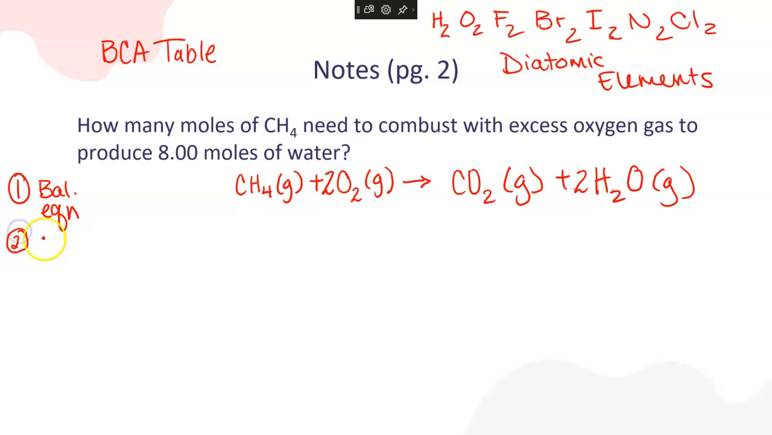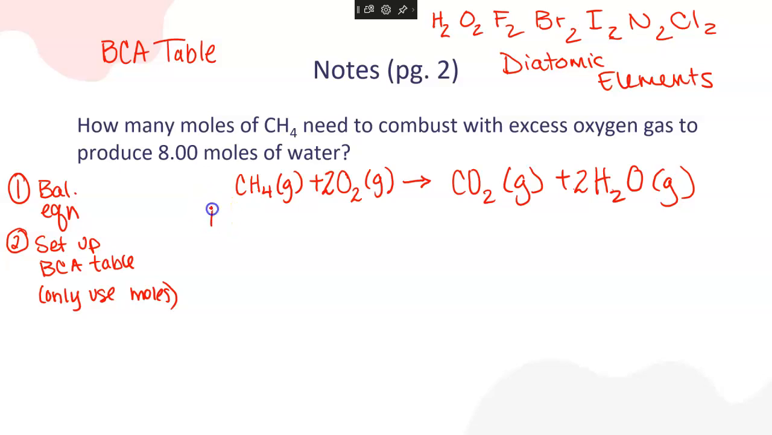Our second step then is to set up the BCA table. On BCA tables, you can only use moles. So if you are given grams, what do you think you need to do first? Change it to moles. If you are given liters, change it to moles. If you are given particles of any persuasion, change it to moles. BCA tables only work for moles because it is looking at the mole ratios.